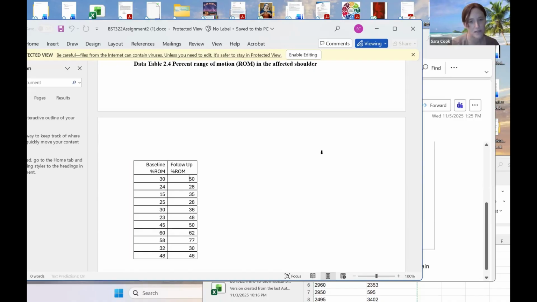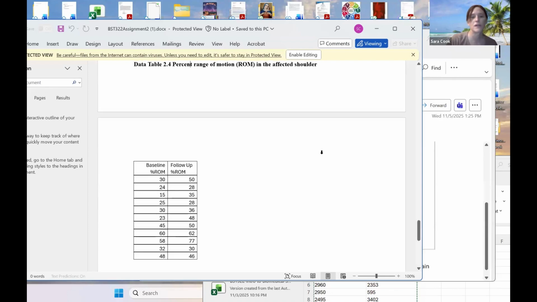So 50% at follow-up, the next one, 28. It looks like folks are improving a little bit. That's good. But these are the same people. That's the important thing here. If we go down here, this one has improved from 23 to 48. Good for them. This person a little less. This one actually went down a little. This one went down a little bit too. But most of them improved.